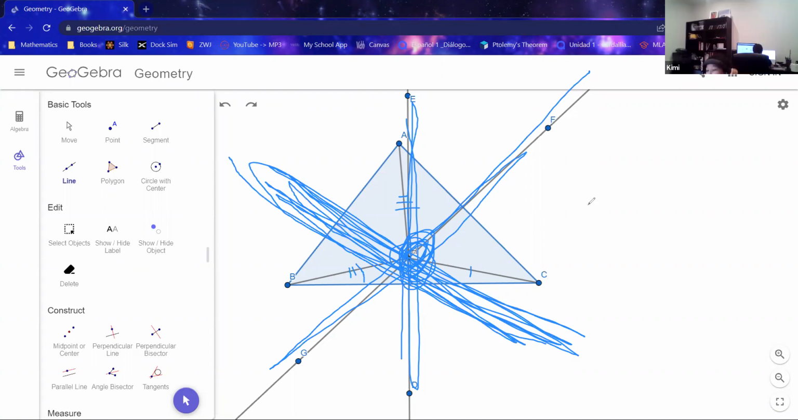Oh, isn't that obvious? Yes, it can be obvious, but well, it is kind of obvious, but as mathematicians, we have to prove that it's obvious, right?